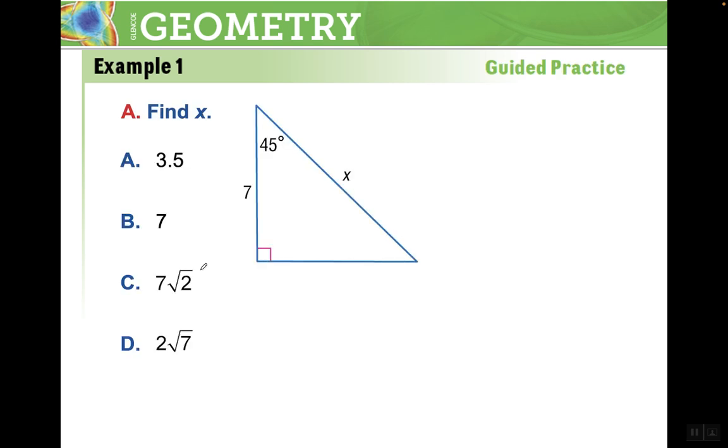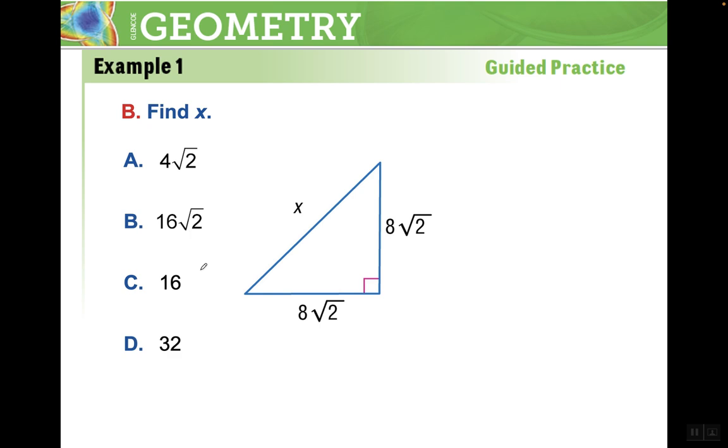Okay, I'll let you do this one. Just take 7 times the square root 2, and you can pause the video at this point and figure out the answer. Okay, here's another one. Because you're taking 8 square root 2 times the square root 2, so essentially you're taking 8 times 2, which is 16.